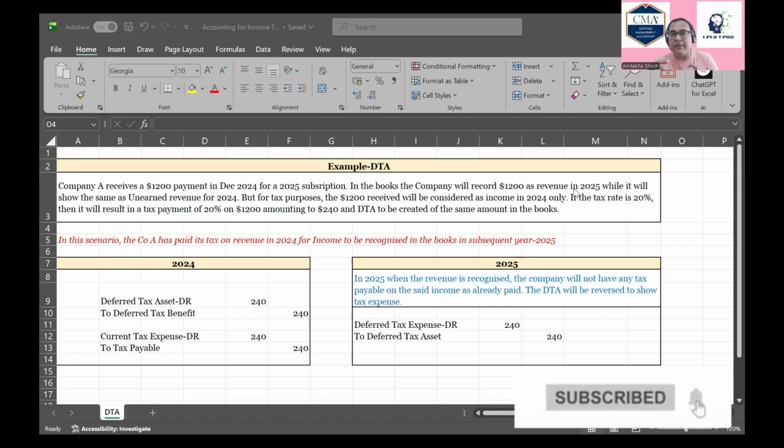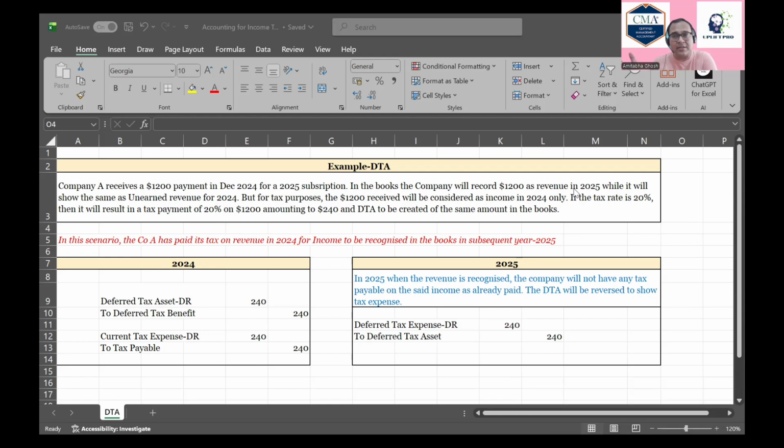Because it is something which is to be a revenue for the next year, but it has been received in advance. But for tax purposes, the $120 received will be considered as income in 24 only. If the tax rate is 20%, then it will result in a tax payment of 20% of $120 amounting to $240, and the DTA to be created is the same amount in the books, because we have to pay the taxes in advance, and to the extent of the taxes we are paying in advance by applying the tax rate, we are required to record a DTA.